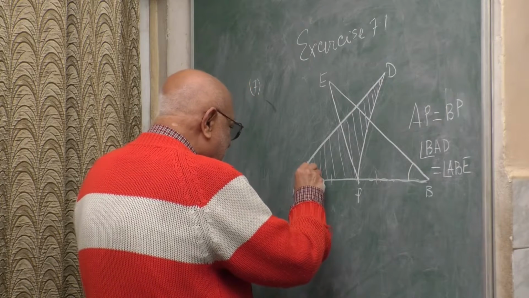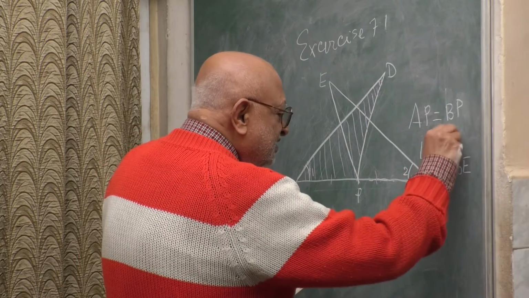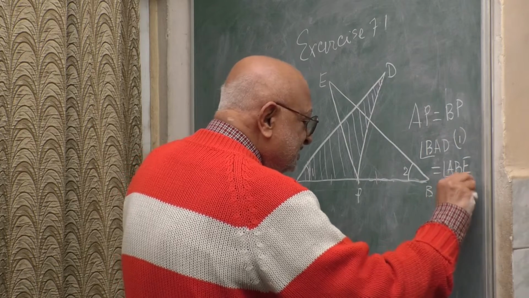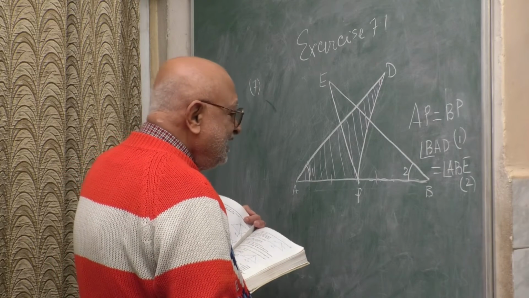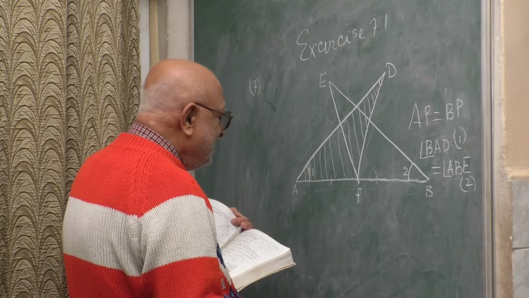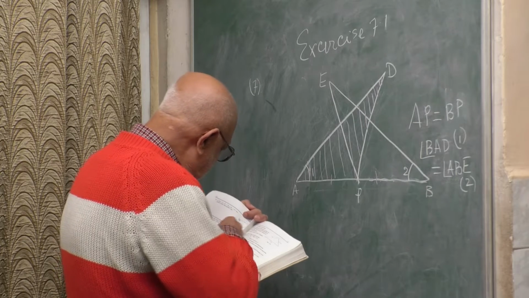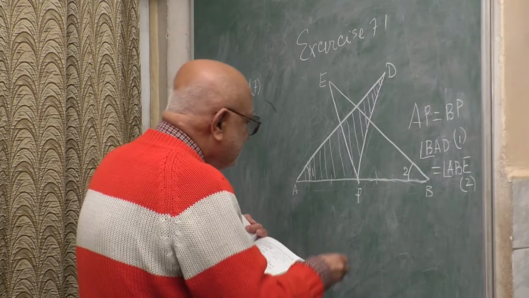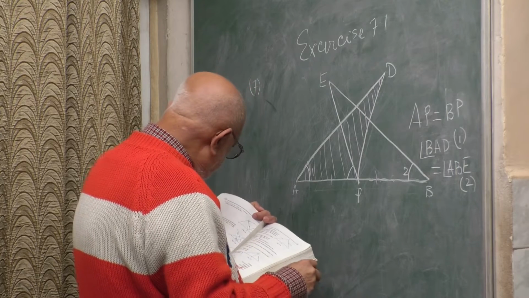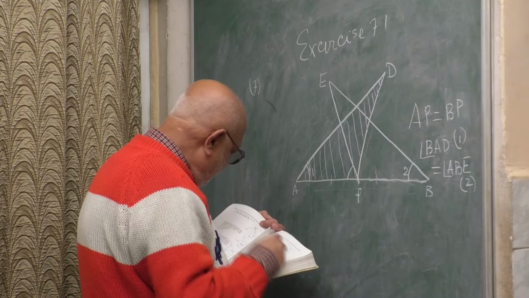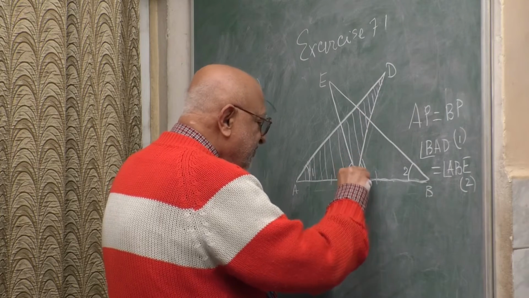So if I draw, this is angle 1 and this is angle 2, let us do that. It is easy. So this I have designated as angle 1, this I have designated as angle 2. And this says angle EPA. EPA means this angle, and it is equal to angle DPB. So this angle and this angle are equal.